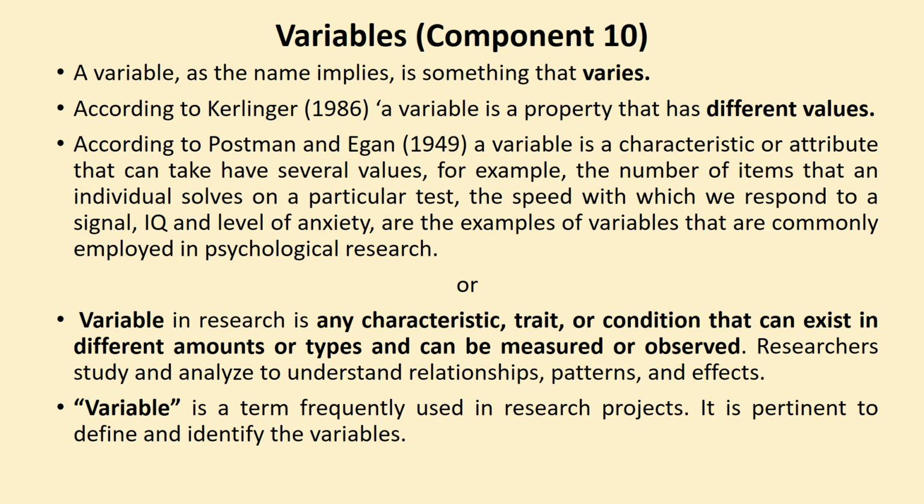A variable in research is a characteristic, trait or condition that can exist in different amounts or types and can be measured or observed. This is most important, that a variable is something that, even though it varies and acquires different values, can be measured or observed, and since it is measurable and observable, it helps you in making meaningful interpretations out of your research. Research studies analyze to understand relationship patterns and effect. It also helps you to analyze the relationship patterns and effect.